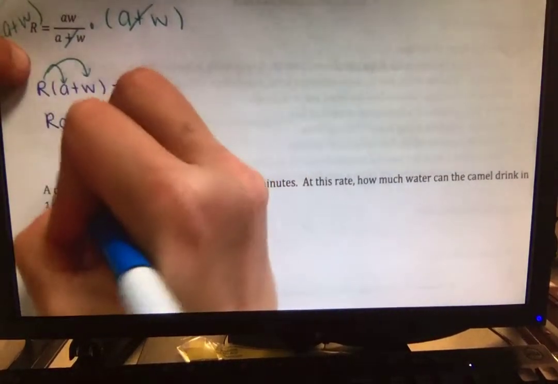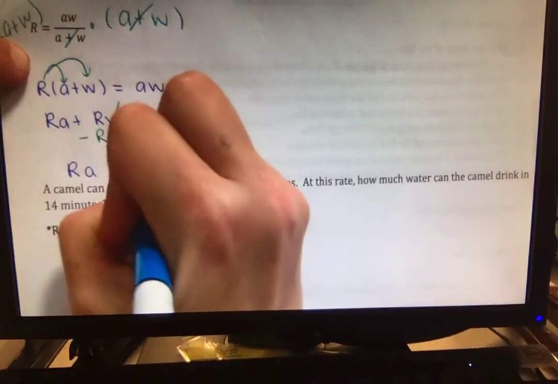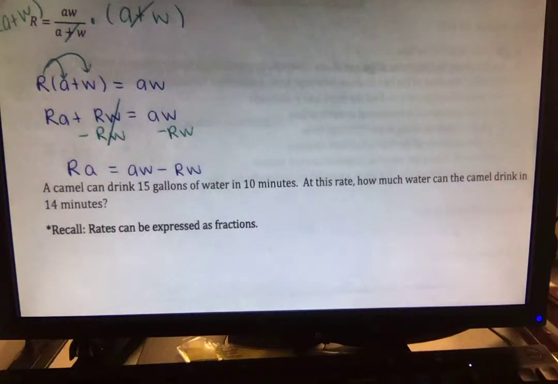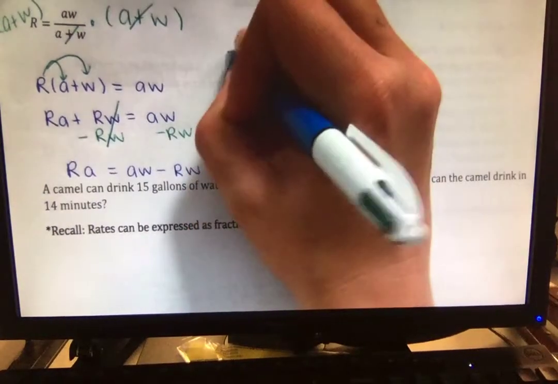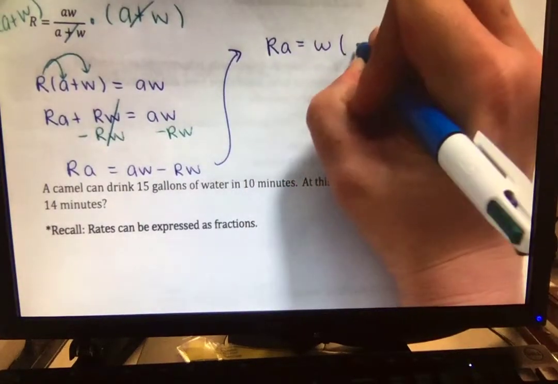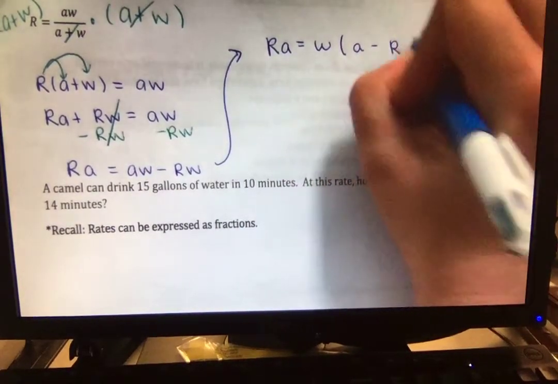So that'll leave us with RA equals AW minus RW. What do you notice? Remember, we're trying to solve for W, getting W by itself. Yeah, GCF, they both have a W, so we can factor out that GCF of W. So we're left with RA equals W, and we're left over with A minus R.